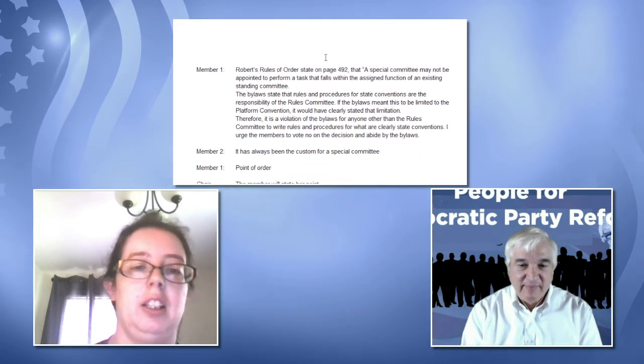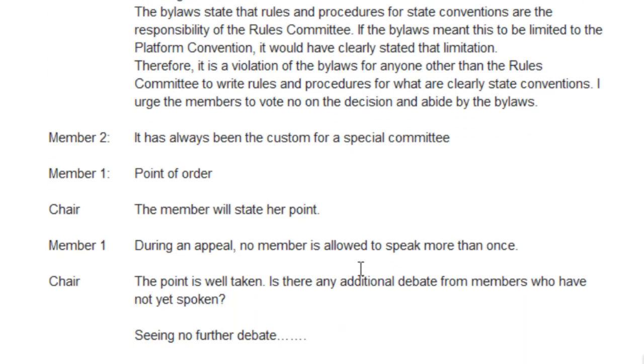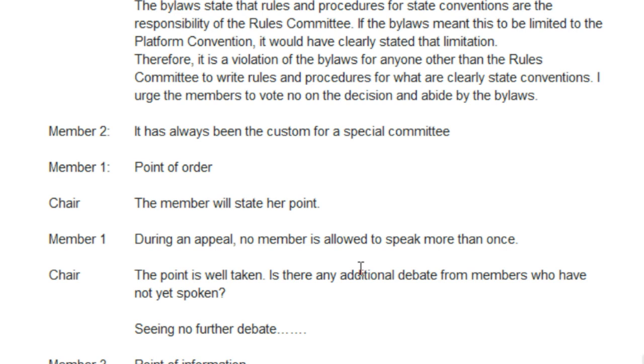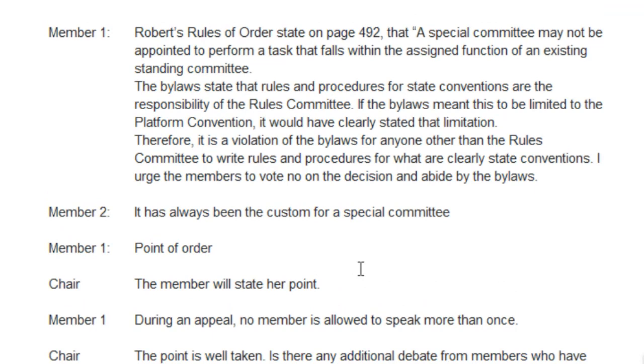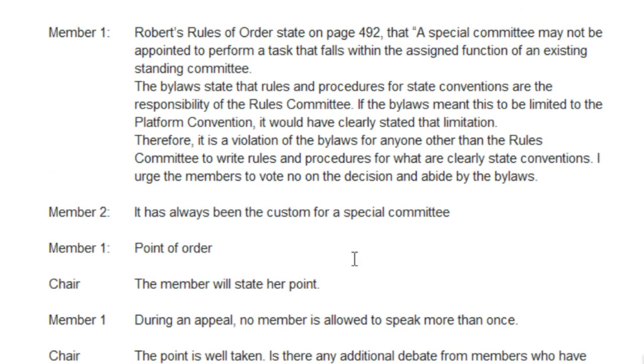Okay, we ready? Yes. Is there any further new business? Point of information. The member will state his point of information. Has the chair established a committee for writing the rules and procedures for the delegates selection conventions for the 2020 Democratic National Convention? The chair has not established a committee. The chair has asked the first vice chair and the three elected DNC delegates to work on the policies and procedures. So point of order.